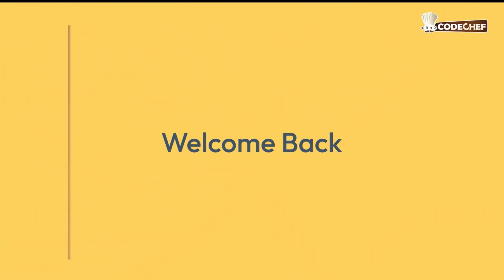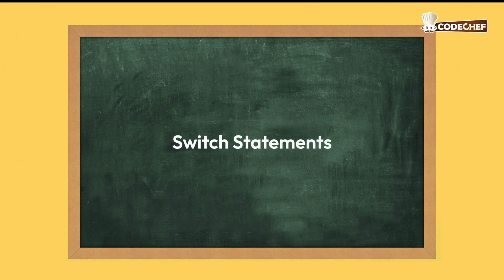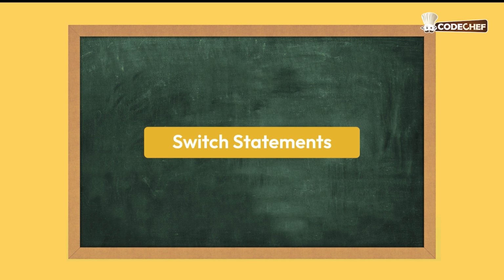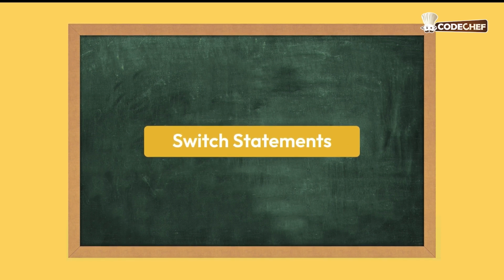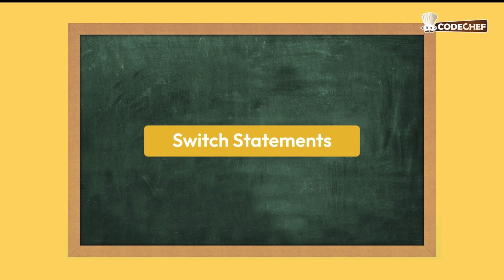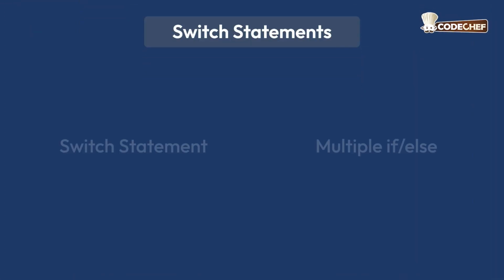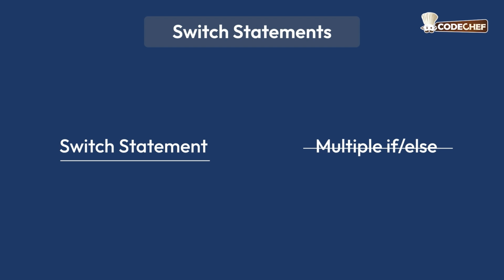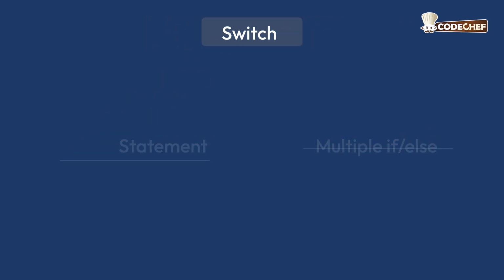Hey, welcome back. Today we are going to learn about switch statements. In many situations, we need to perform different actions based on a specific value. For example, imagine you are building a program where a user inputs a character code representing operators. Instead of using multiple if-else statements, which can get messy, we can use a switch to handle this more efficiently.